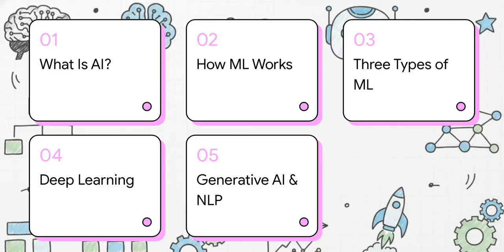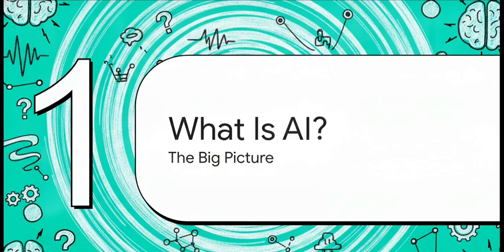Here is our roadmap for today. 1. What is artificial intelligence? 2. How machine learning works. 3. 3 types of ML. 4. Deep learning and neural networks. And finally, 5. Generative AI and NLP. All right, let's dive right into this and open that outermost layer of our doll.